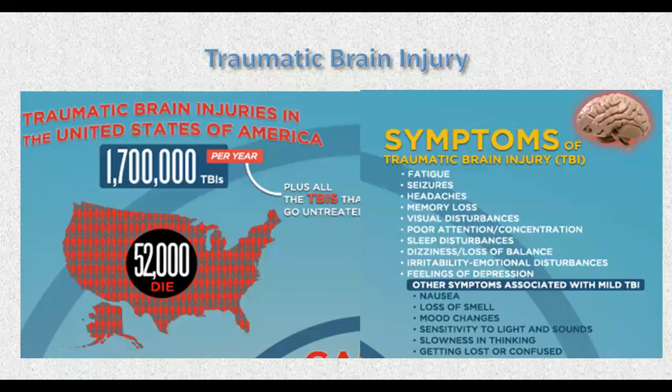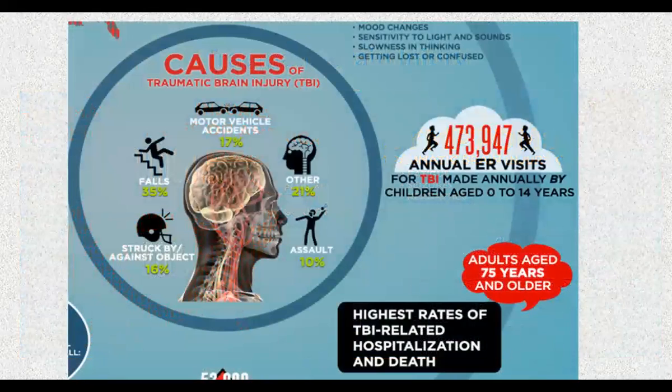There are lots of causes of TBI. I think probably the one we think of most often is things like motor vehicle accidents, because that's a very easy way to get a severe head injury. 17% of reported TBIs do come from car accidents. About a third of them come from falls, and this is particularly the case for the elderly, who are more vulnerable to falls.